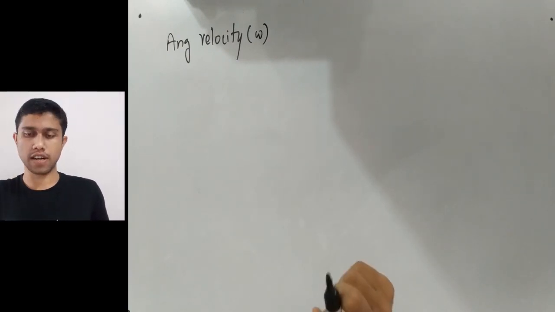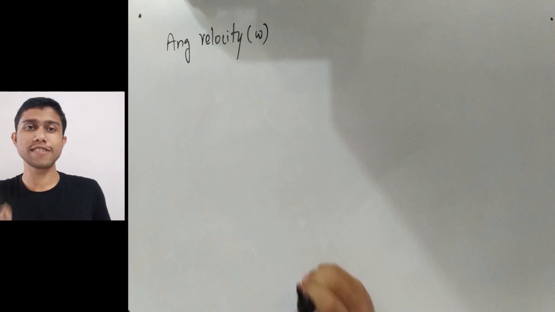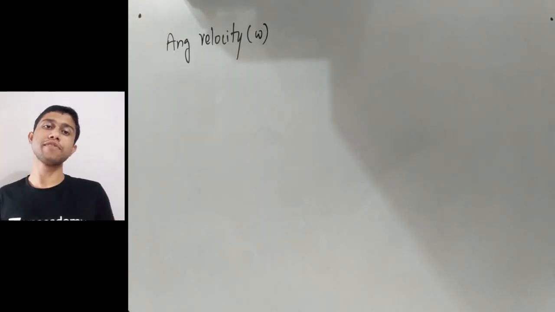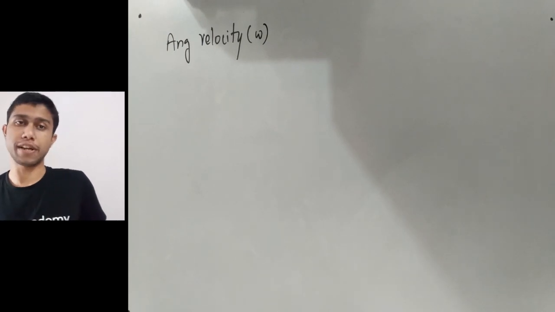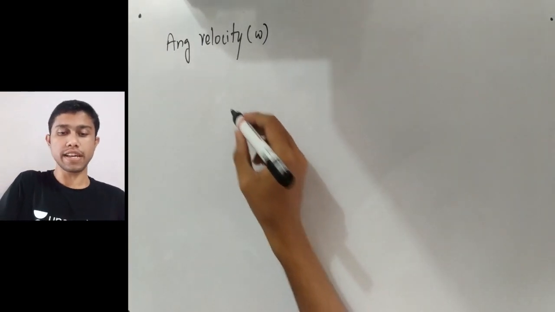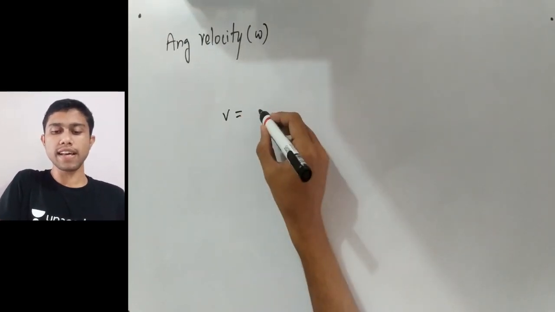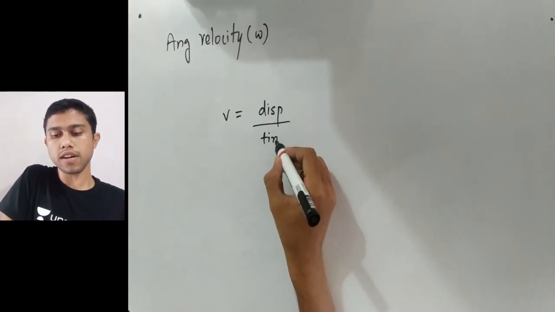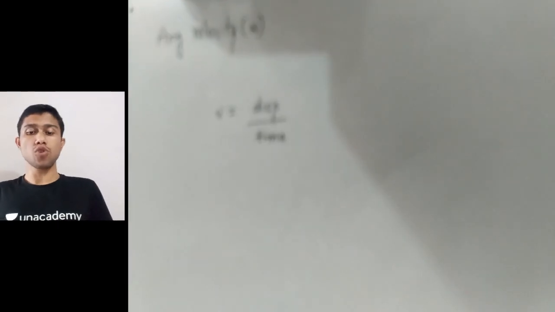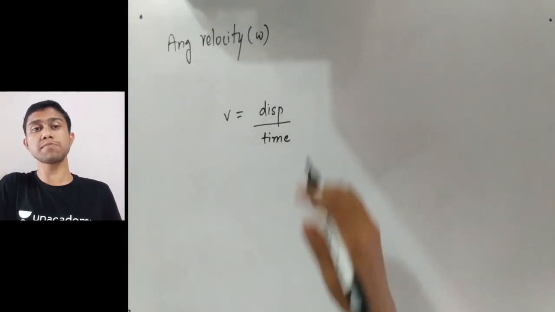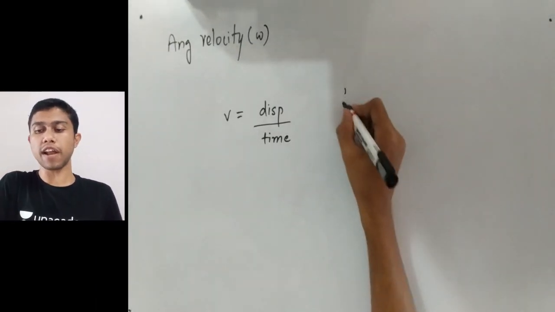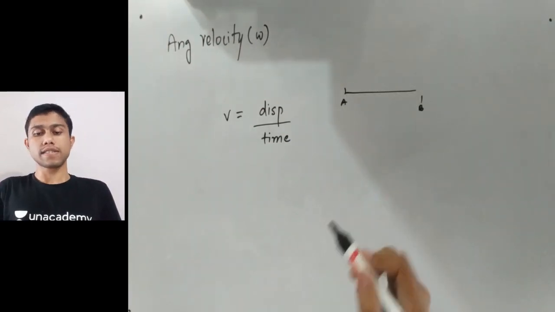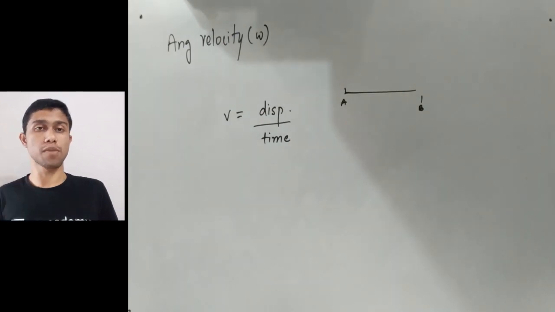You have seen the velocity, that is the linear velocity, in motion in 1D or kinematics. So what is the difference between the linear velocity and the angular velocity? In the linear velocity, which is given by v, the formula is displacement upon time. This displacement is a linear displacement, like when I go from point A to point B.